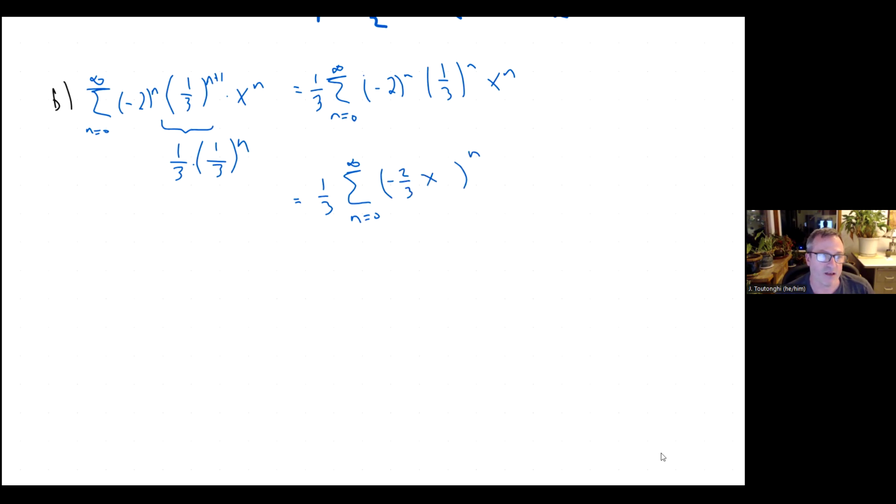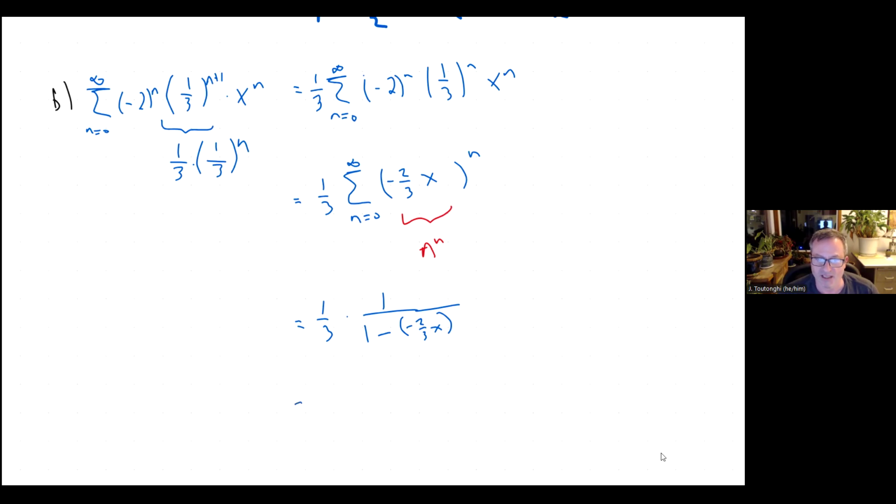And then I have what I want. I have this thing a, a to the n. So the formula allows me to, okay, so this 1/3 is out in front, and then this part is 1 over 1 minus a, and the a here is -2/3 x. And essentially, we're done there. That's the function, but we want to simplify it, and then we want to know on what interval of x's are these two things equal. So that has to do with the convergence.